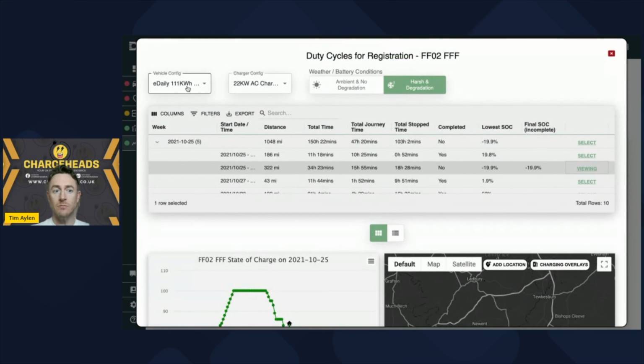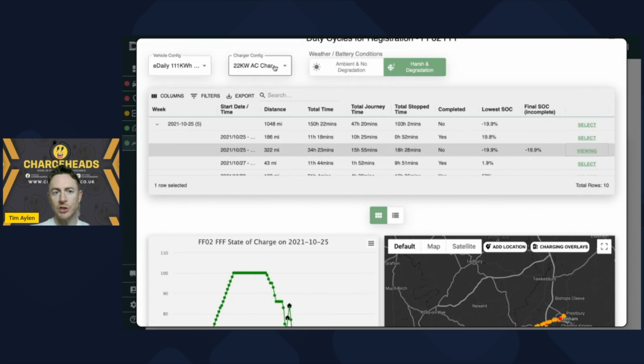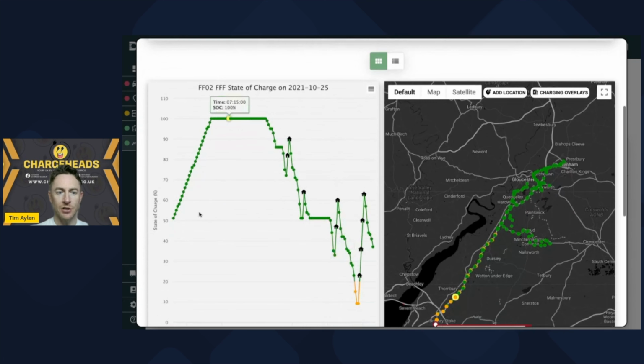You could change the vehicle. So we could try and find a vehicle with a longer range that can still cope with the cargo load and all the other factors that affect efficiency. Or in this case, let's change the charging. So let's up it to 50 kilowatt DC. So now the chart has changed.